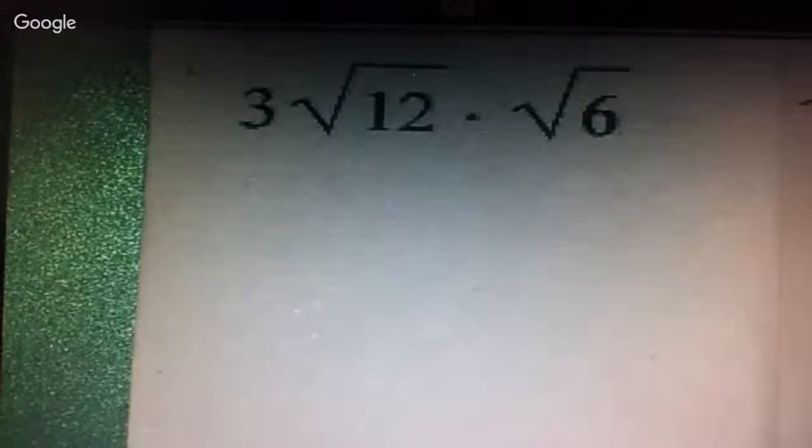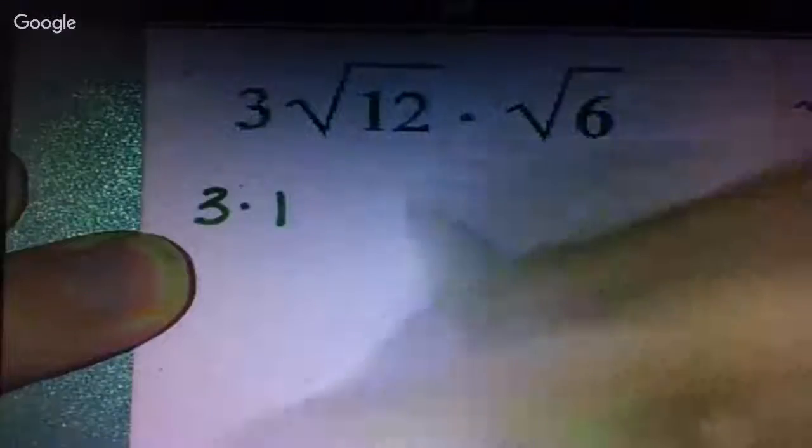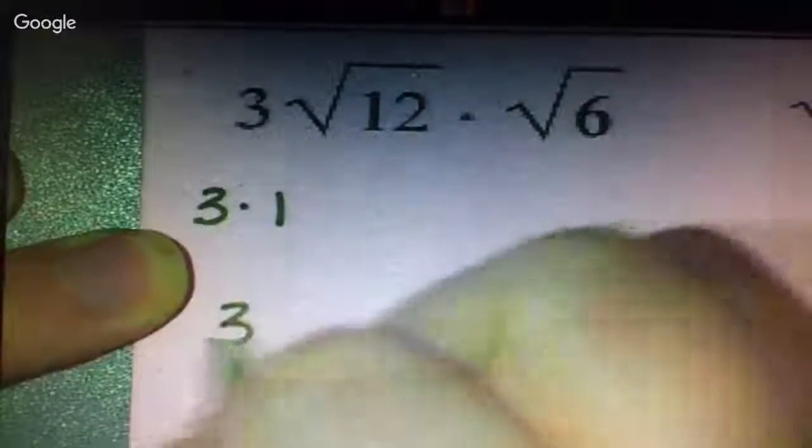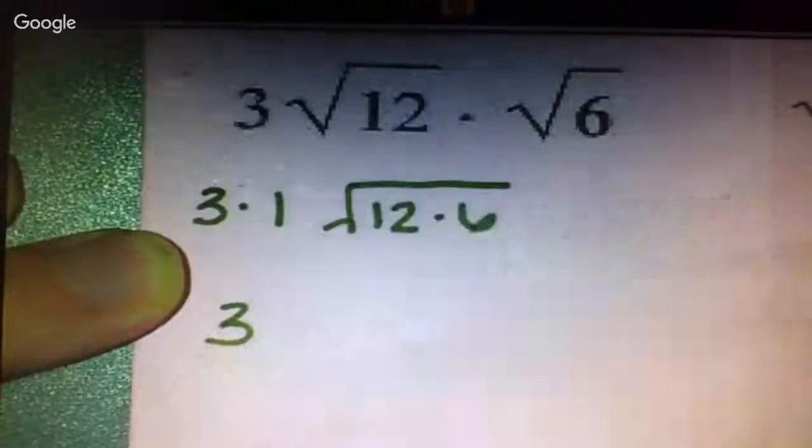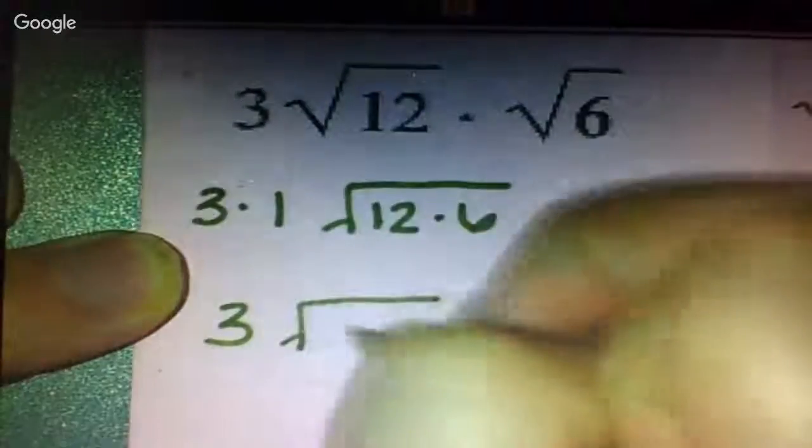So again, when you multiply, the first thing you need to do is check that you have the same index. Yes. Okay. So now we multiply our coefficients: 3 times 1. And then underneath the square root is 12 times 6, which is 72.